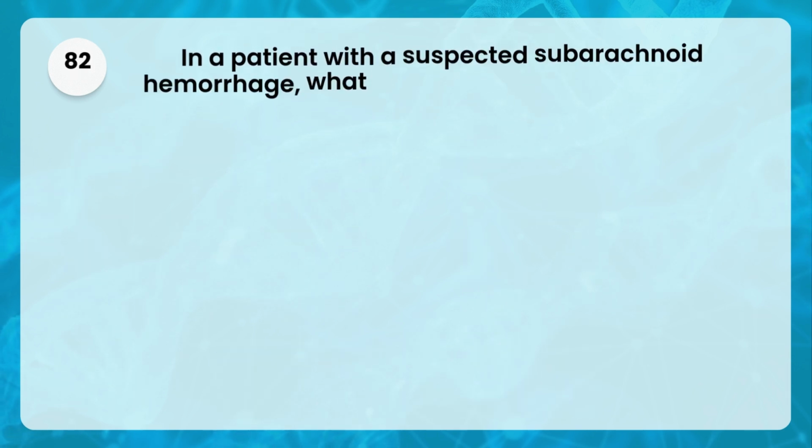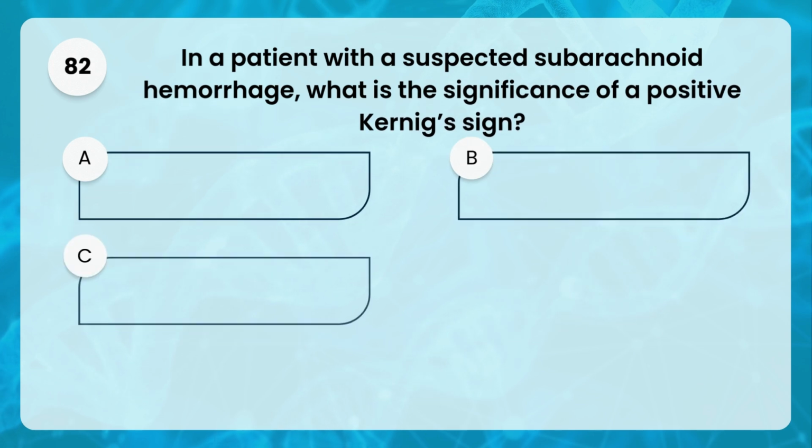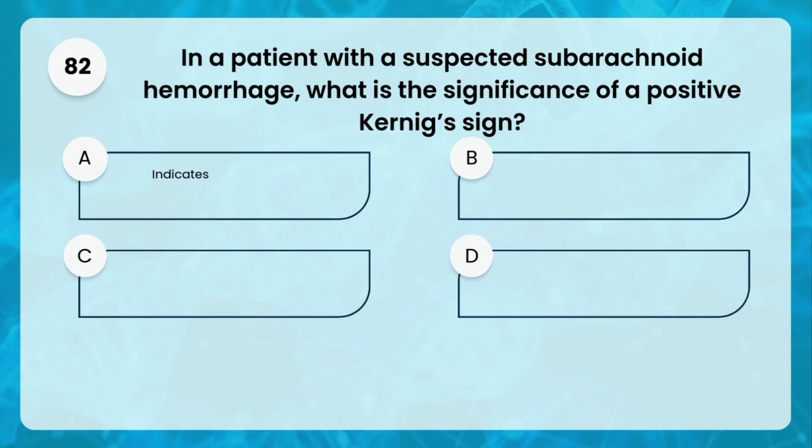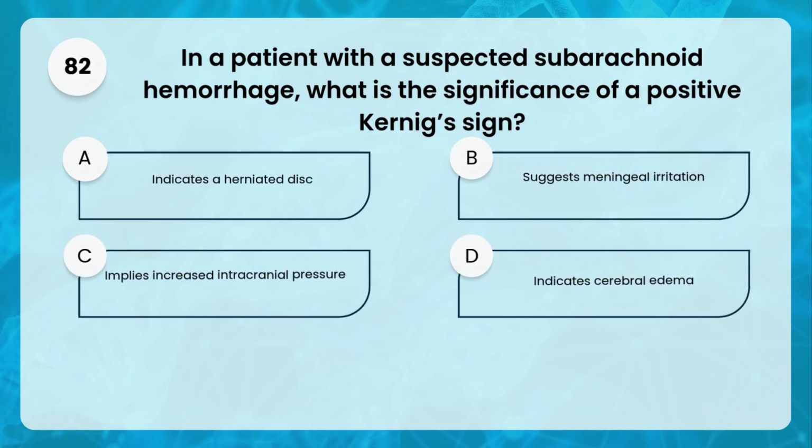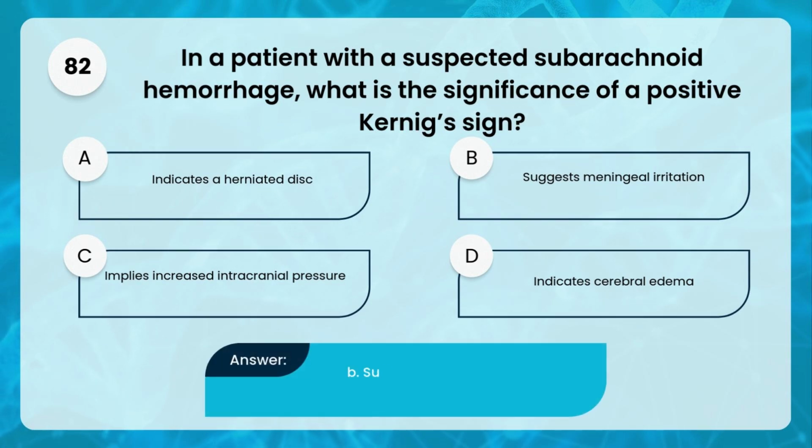Number 82. In a patient with a suspected subarachnoid hemorrhage, what is the significance of a positive Koenig sign? A. Indicates a herniated disc. B. Suggests meningeal irritation. C. Implies increased intracranial pressure. Or D. Indicates cerebral edema. The answer is B. Suggests meningeal irritation.